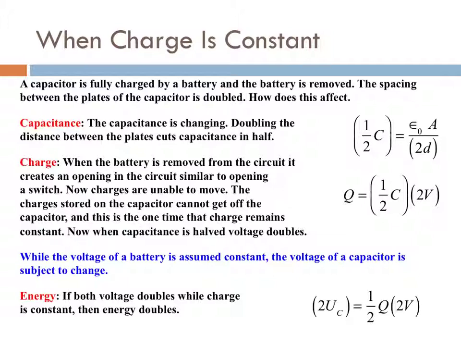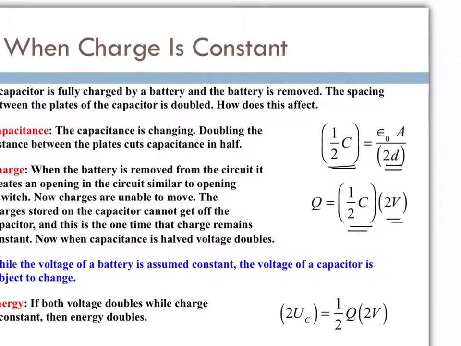So let's say it does all of that. Now the charge is going to stay the same, but let's say that we now increase the distance in between the capacitor plates. So what that means is you're halving the capacitance. If that happens, then we have to double our voltage in order for the charge not to change.